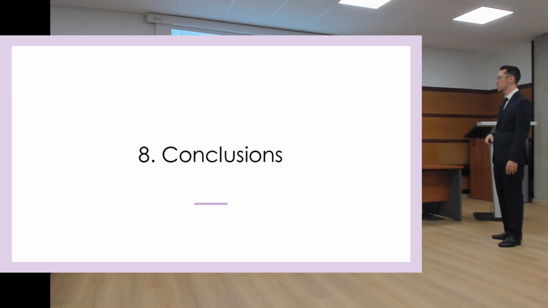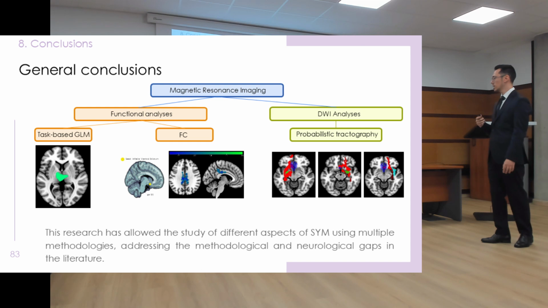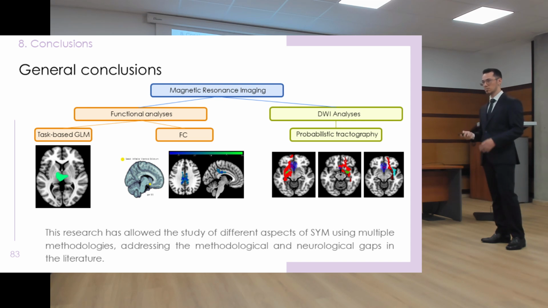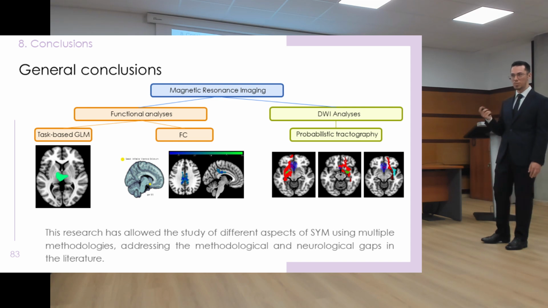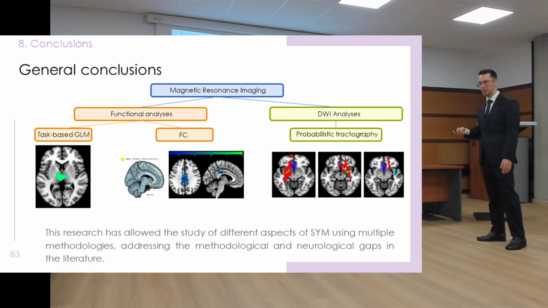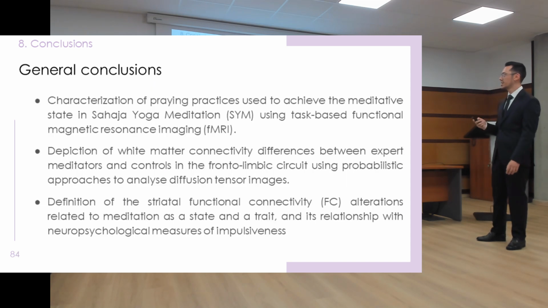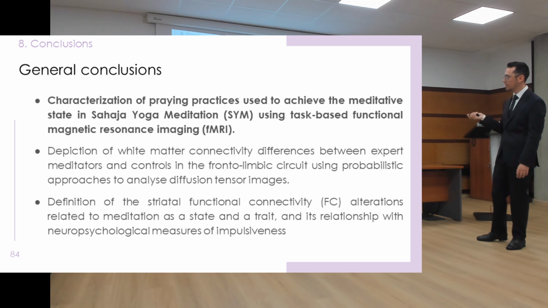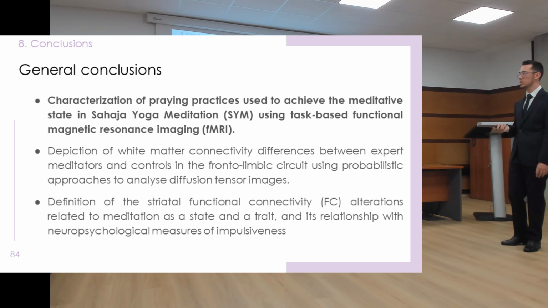So, in conclusion, we have provided insights on the neural basis of the effects of meditation on attention control, inhibitory control, emotional regulation, and other aspects related to meditation practice, through the use of multiple methodologies as we established in the main objective. And we can also draw specific conclusions. First, we have characterized the praying practices used to achieve the state of mental silence in Sahaja Yoga meditation through a task-based fMRI study.